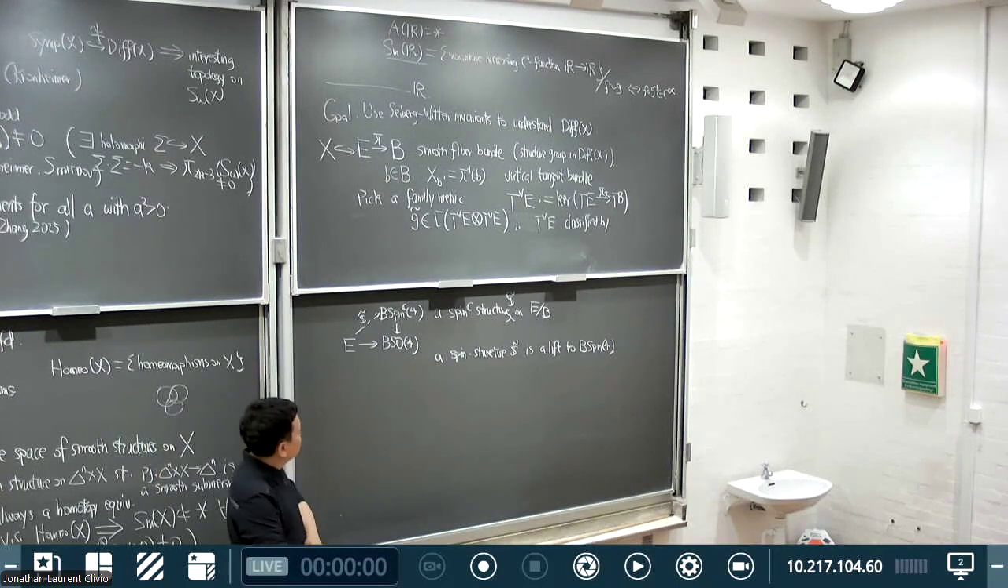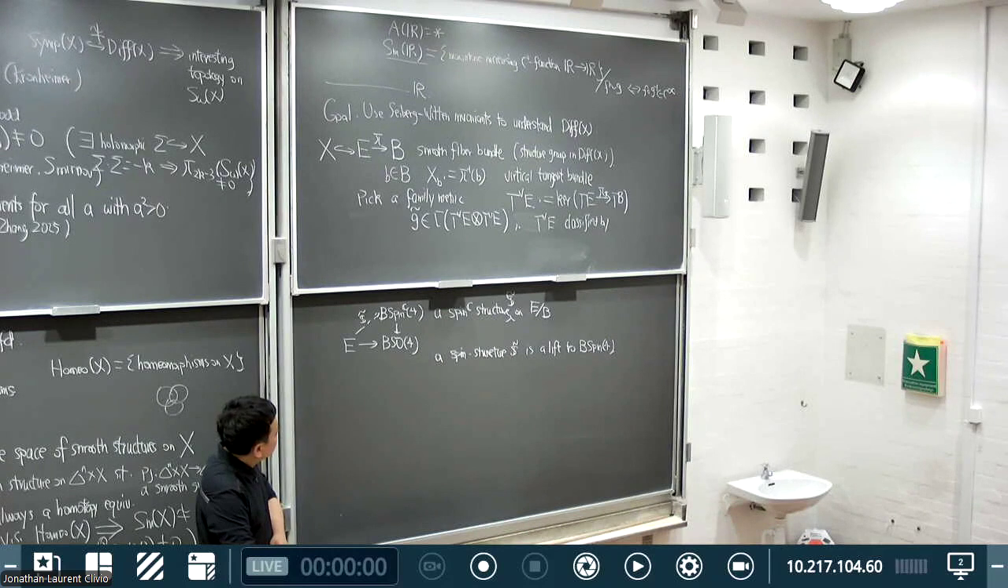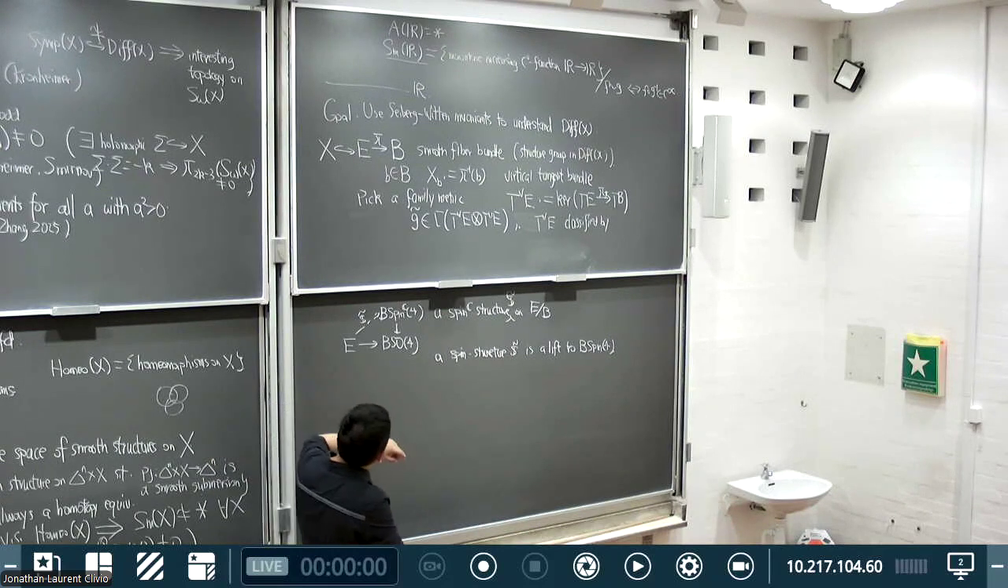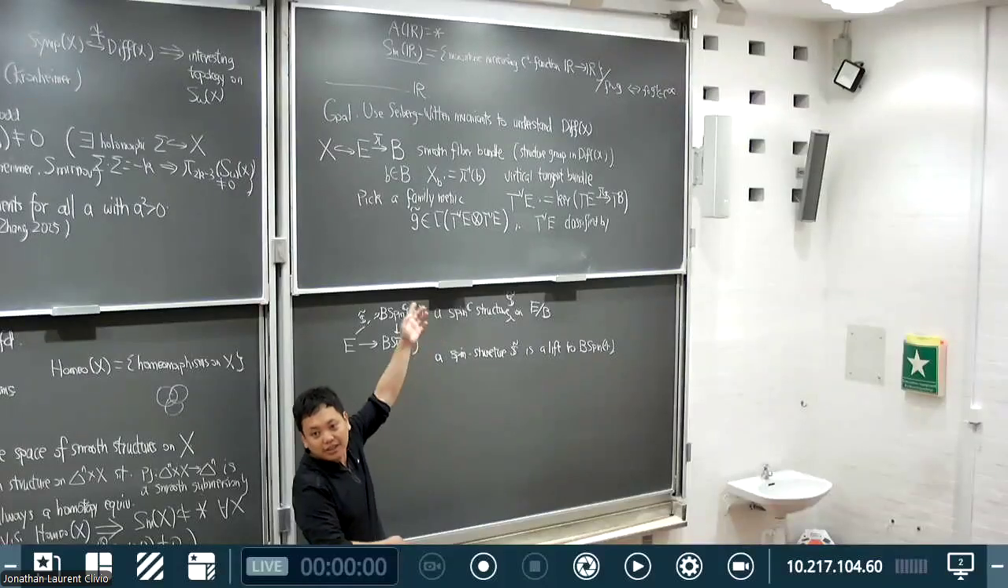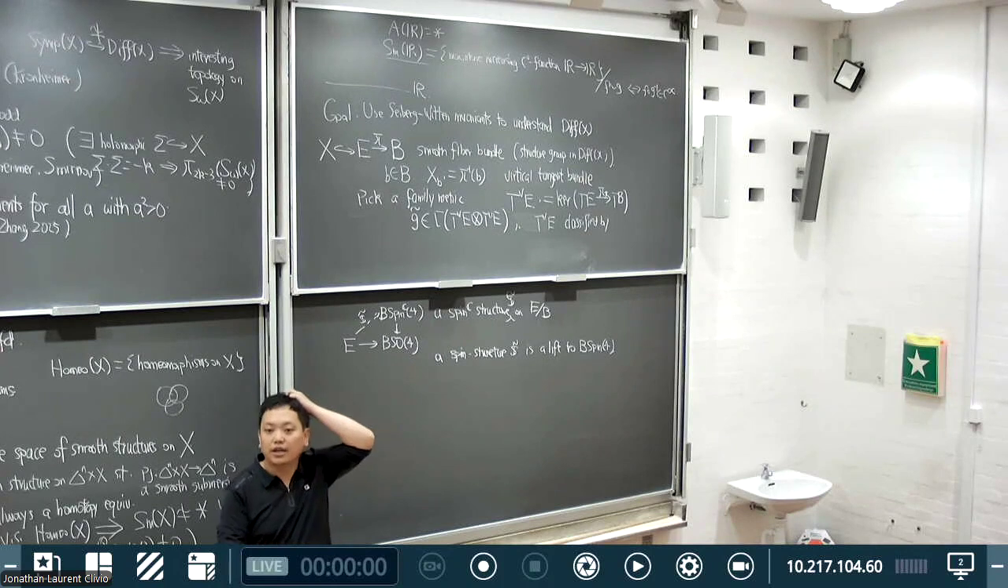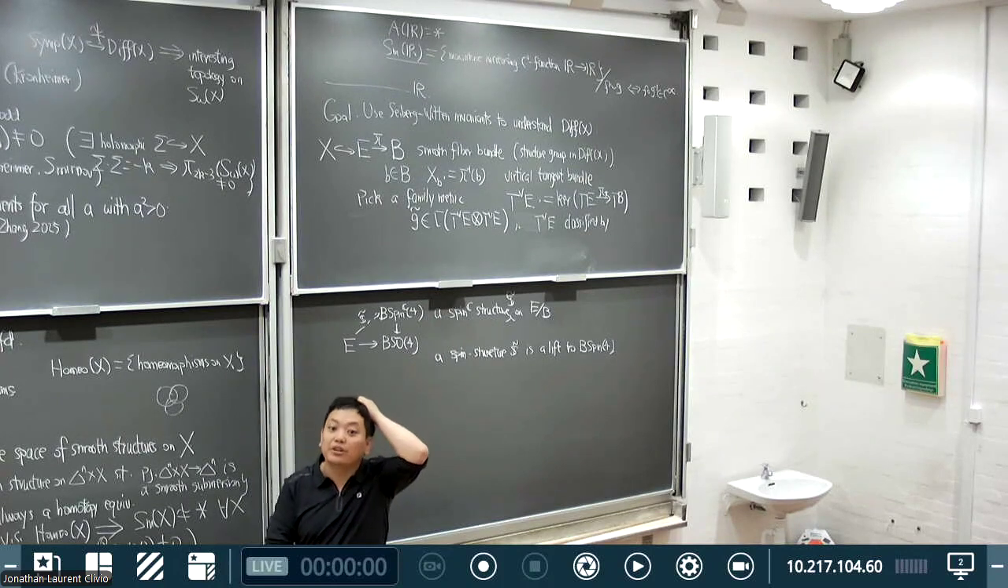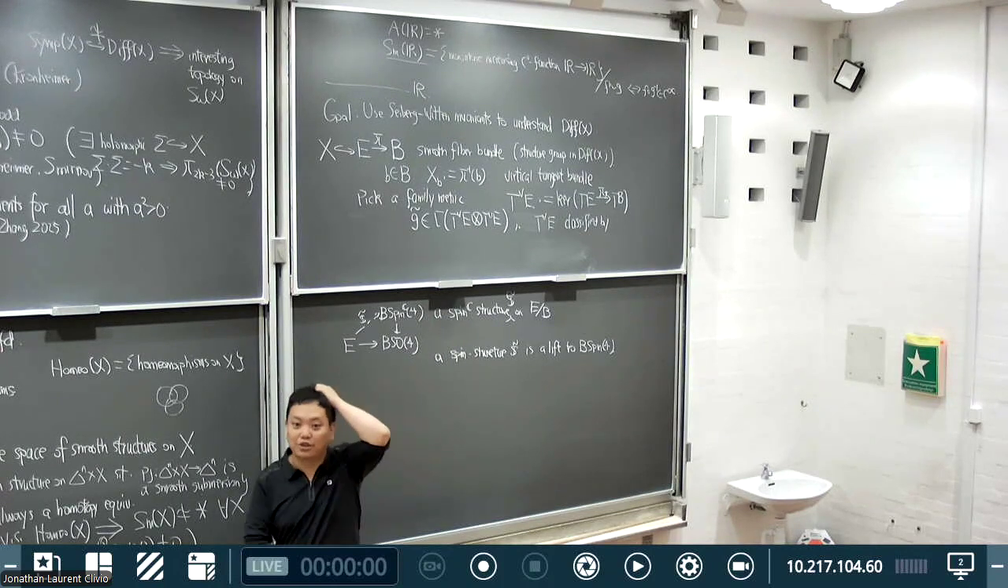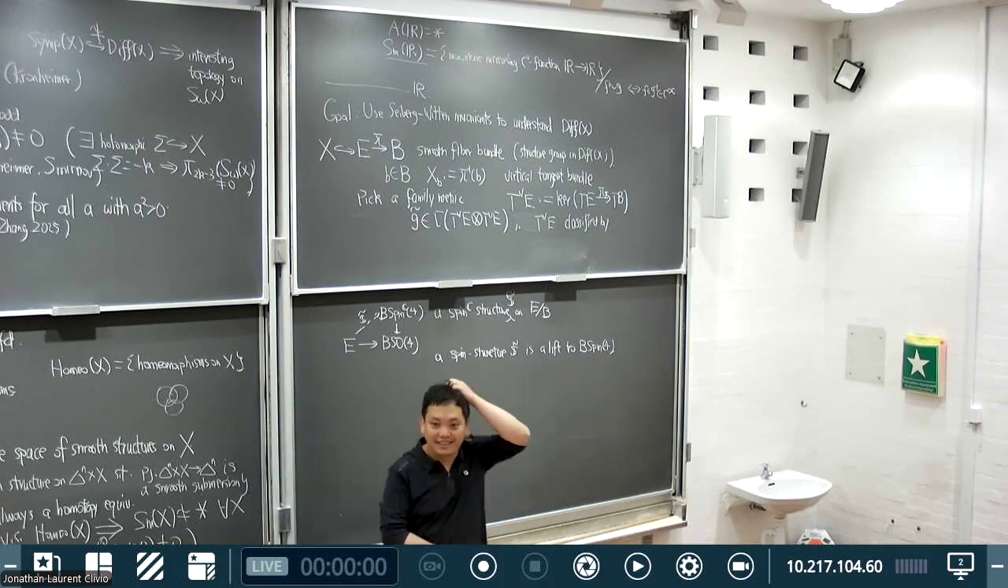Should this be B, not E? I mean the bundle is over E. B is the base, right? And we are taking the tangent bundle in the fiber direction, so that's a vector bundle over the total space. Yes.